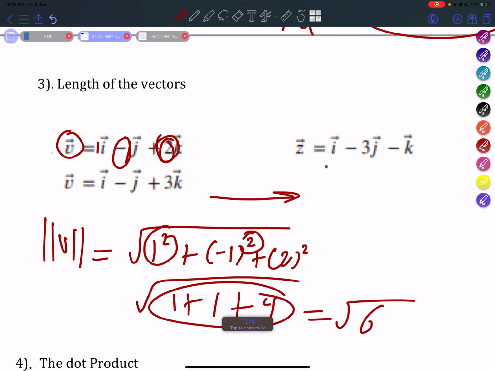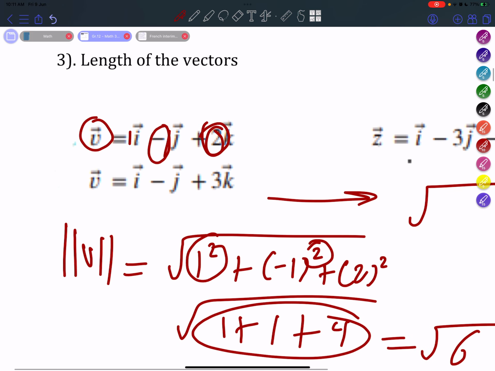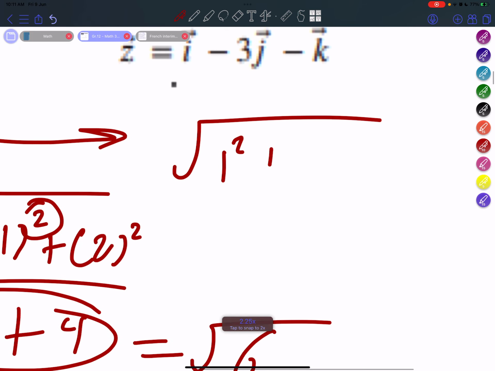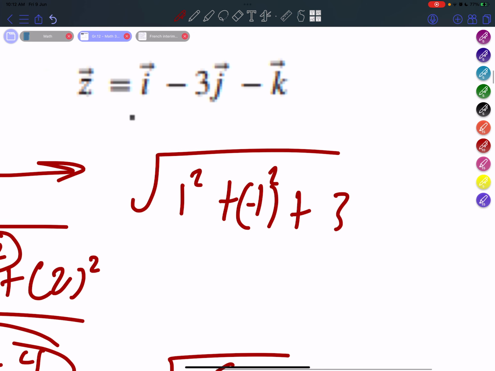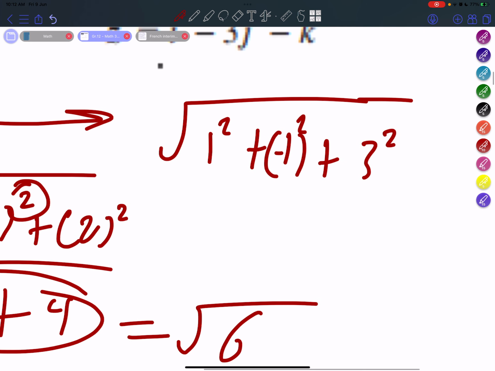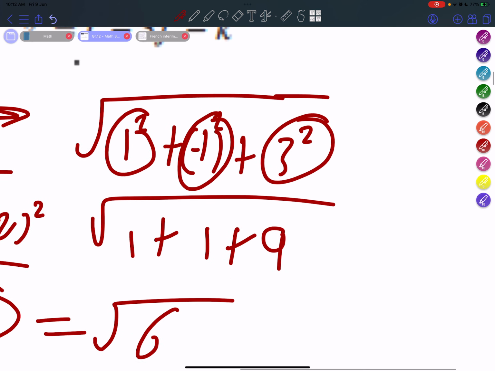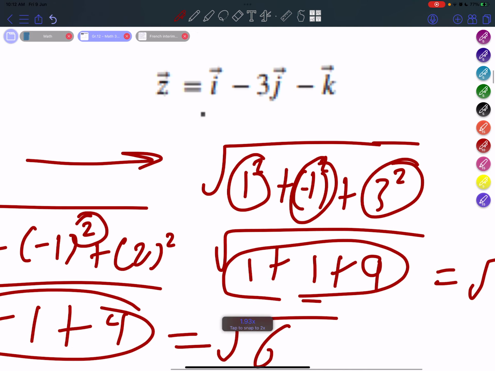Let's try V. Let's write the square root here. We have 1, negative 1, and 3. So 1 square plus 1 square, it's really negative 1, but it doesn't matter because it will be squared either way, plus 3 squared. So 1 plus 1 plus 9, the square root of 11.